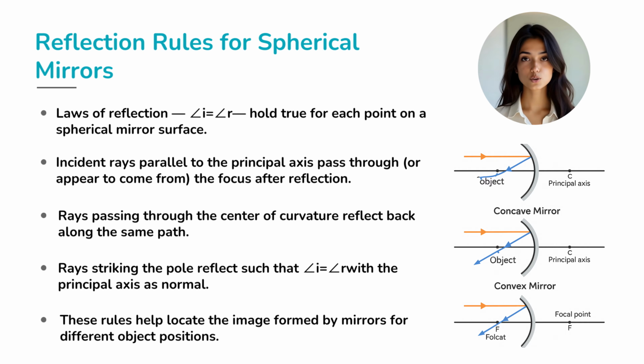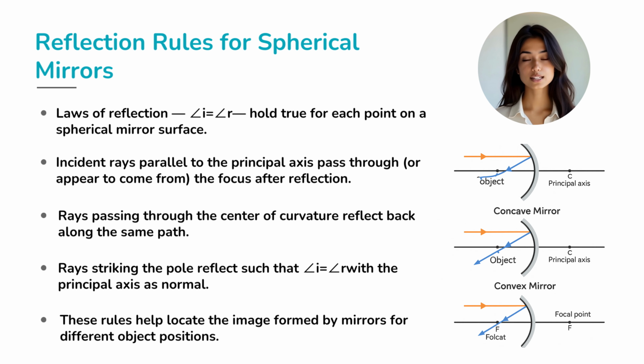Alright, now that we know our mirror's anatomy, let's see how it behaves. Every curved mirror, no matter how fancy, still obeys the same two laws of reflection. First, the incident ray, reflected ray, and the normal at the point of incidence all lie in the same plane. Second, the angle of incidence equals the angle of reflection, written as i equals r. In a spherical mirror, these laws hold for every tiny point on the surface. That's why we can still predict how light behaves.